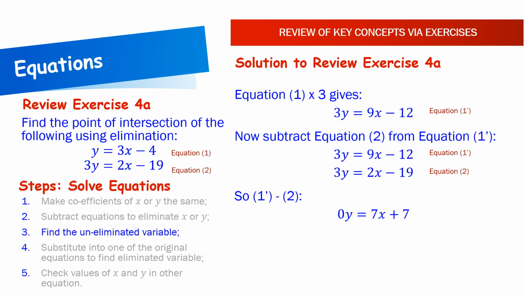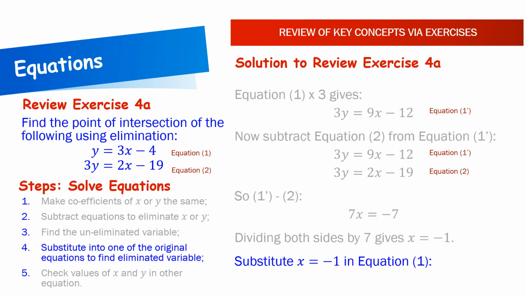Next, we find the uneliminated variable. Rearranging gives us 7x equals minus 7, and dividing both sides by 7 gives x equals minus 1. Finally, we substitute x equals minus 1 in equation 1 to obtain y equals minus 7, as shown.